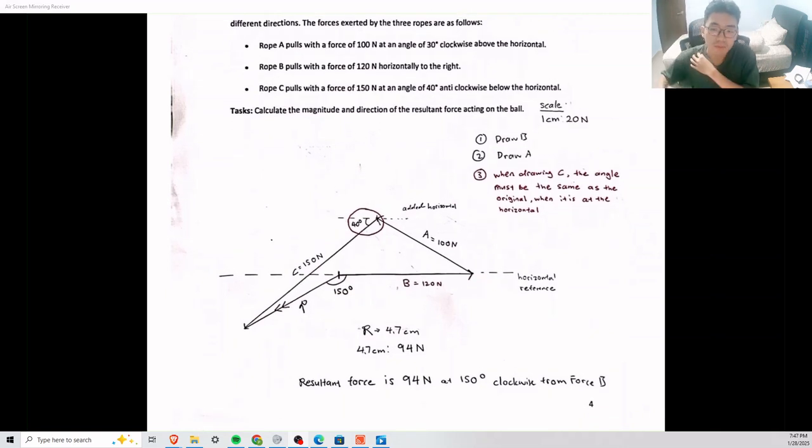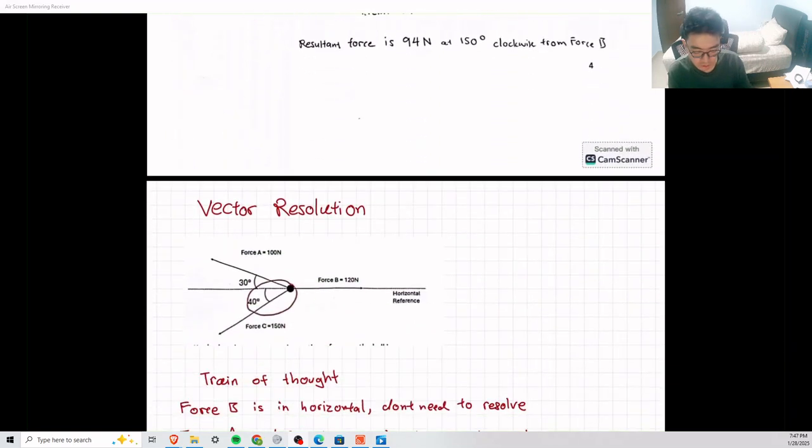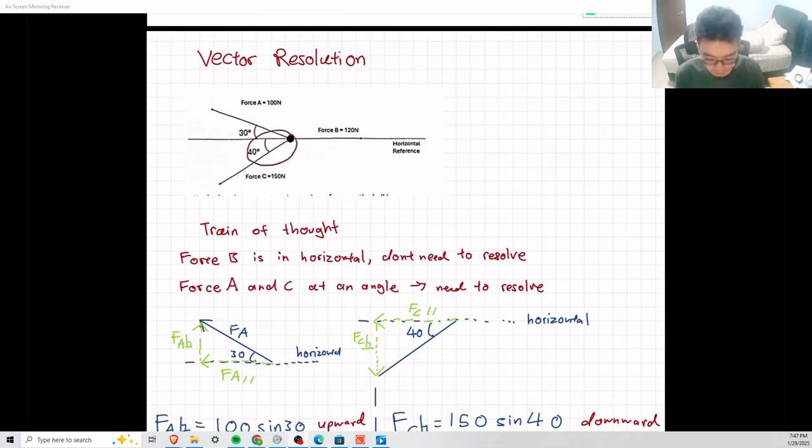Three vectors, sometimes maybe a bit hard to draw when you do not have your drawing instrument. Then how? That is where vector resolution comes in again. Same train of thought: force B is in the horizontal, so there's no need to resolve. Force A and C are at an angle, and therefore I need to resolve them.